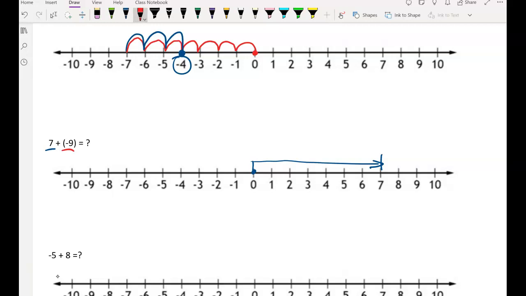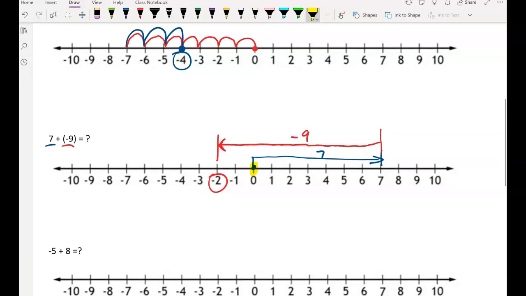And then I'm going to go 9 to the left. So I'm going to go 1, 2, 3, 4, 5, 6, 7, 8, 9. So this was +7, and this was -9. And that is where I ended up. Okay, because remember, we always start where? At 0. First +7, then -9. And remember, you never count the spot you're sitting on when you start. We'll look at it again on the next one.